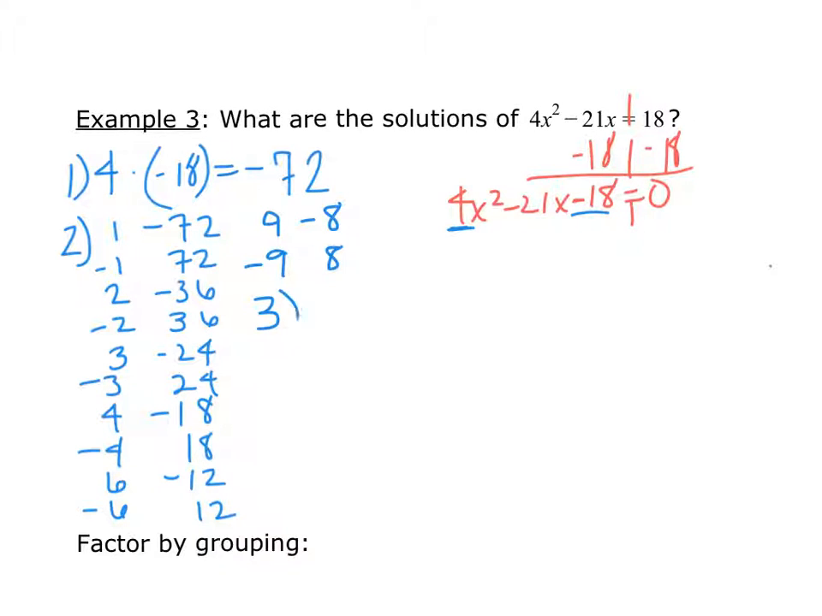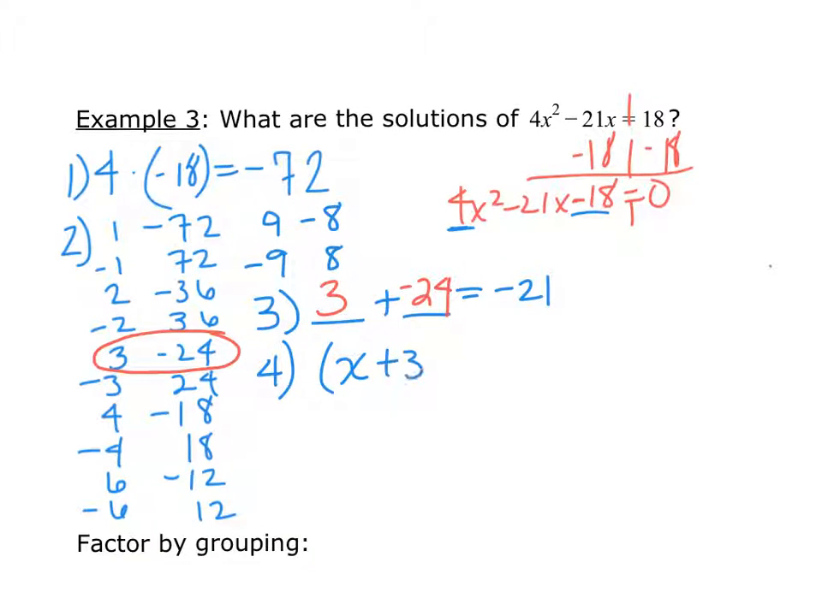Step 3, which of these add up to negative 21? 3 and negative 24. So step 4, I'm going to have x plus 3, x minus 24.